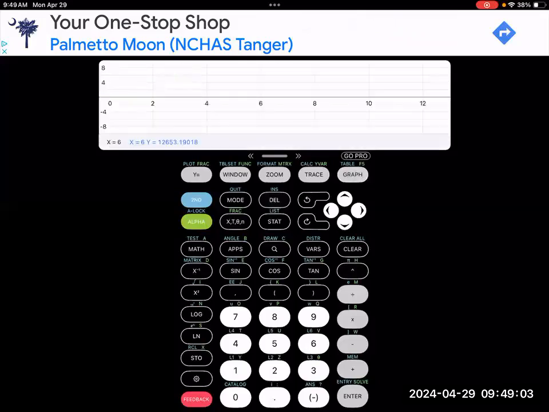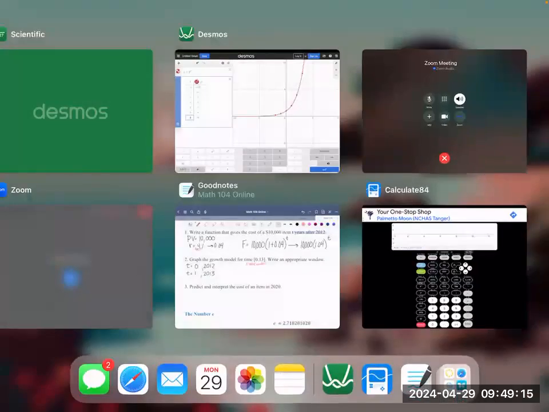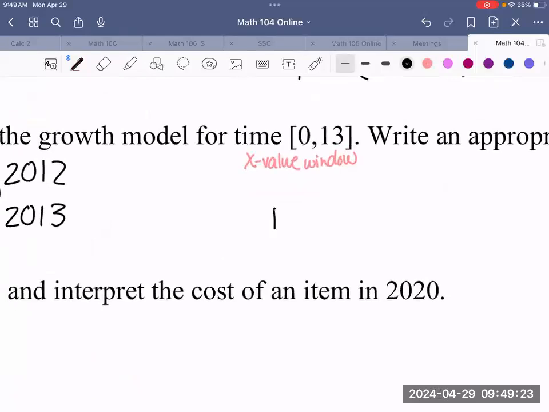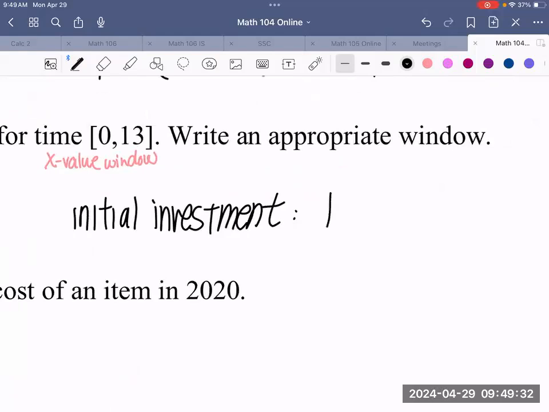Now notice we can't see much of anything of your graph. We do have the appropriate X values, but it's your Y values that's the issue. Now, the reason it's not coming up is because what is your initial investment? Well, your initial investment is what you started with in the bank account. So if that is $10,000, right? Our Y values are only at -10 and 10.